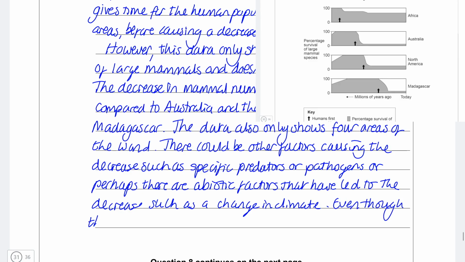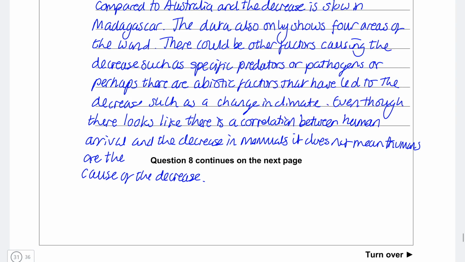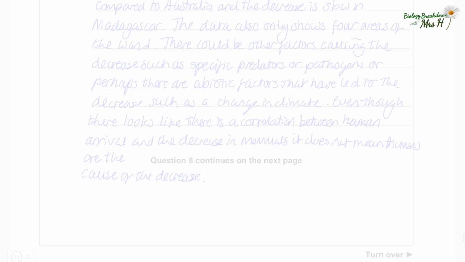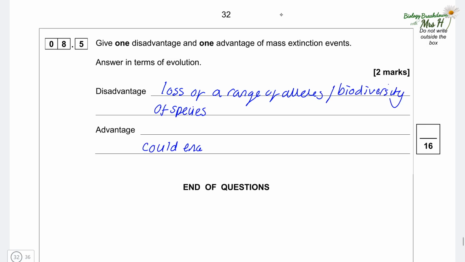Even though there looks like there is a correlation between human arrival and the decrease in mammals, it does not mean that humans are the cause of the decrease. Correlation is not causation. And finally, give one disadvantage and one advantage of mass extinction events. Answer in terms of evolution. Disadvantage, you could have a loss of a range of alleles, so the biodiversity of the species. Advantage could enable the evolution of a new species.